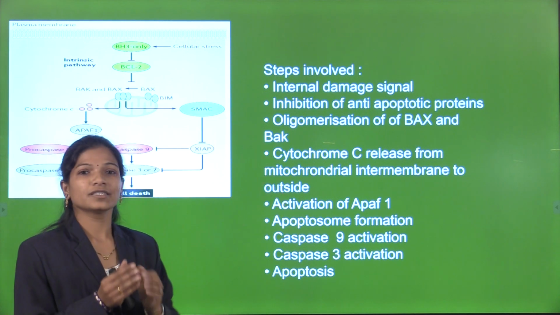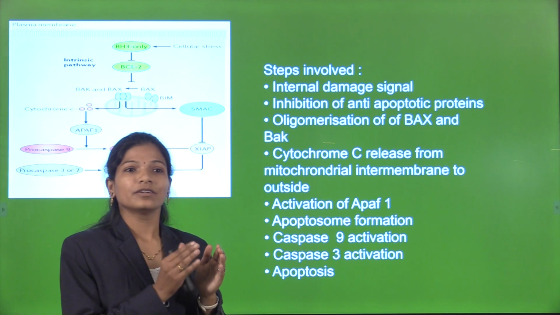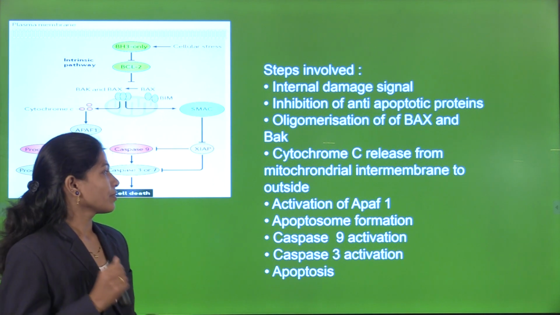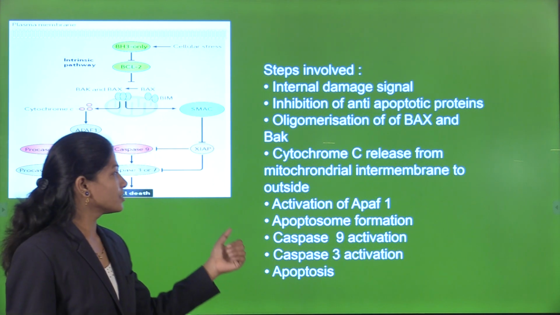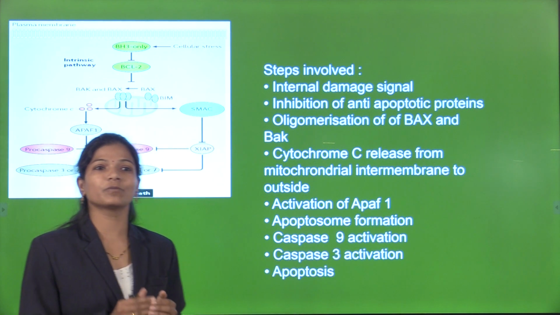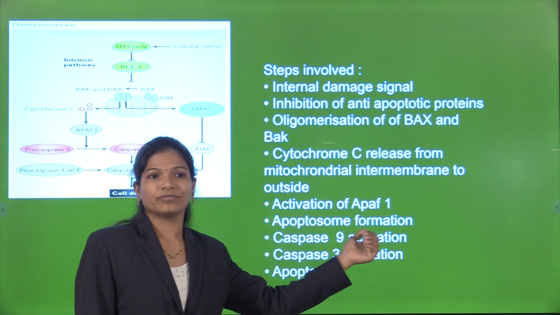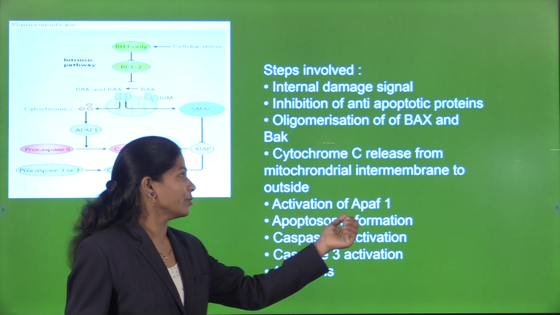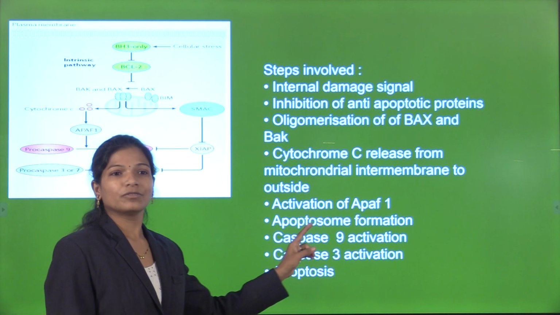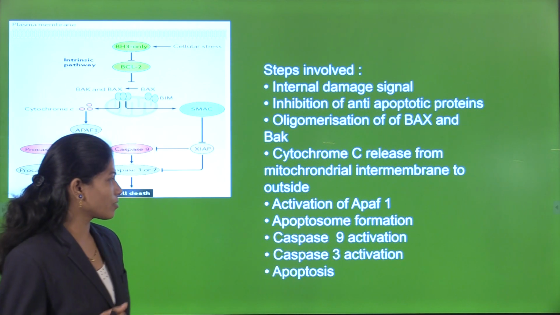Cytochrome C is initially present in the inner membrane of the mitochondria. It is released from the inner membrane to the outer side. Then after this, there is activation of the factor APAF1, that is, apoptosis promoting factor 1. As APAF1 is activated, it gets bound by cytochrome C molecules, and there is formation of a wheel-like structure called the apoptosome. Then apoptosome formation occurs.